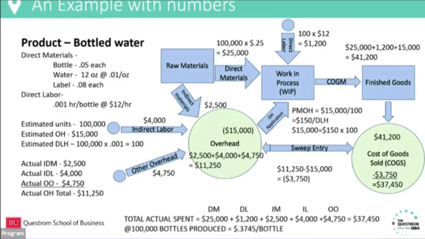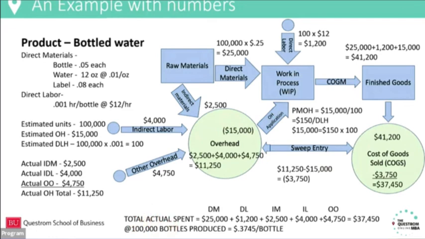Did we actually account for all of our costs? All of our costs included at the bottom: direct material of $25,000, $1,200 of direct labor, $2,500 of indirect material, $4,000 of indirect labor, $4,750 of other overhead, total $37,450. What hit the income statement? $37,450. It works, okay?